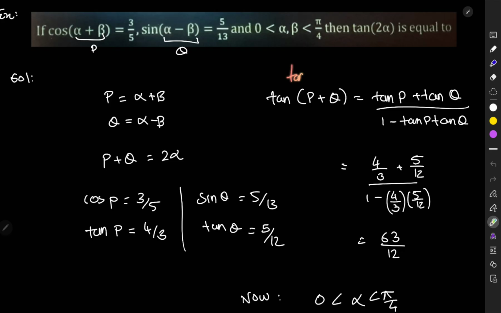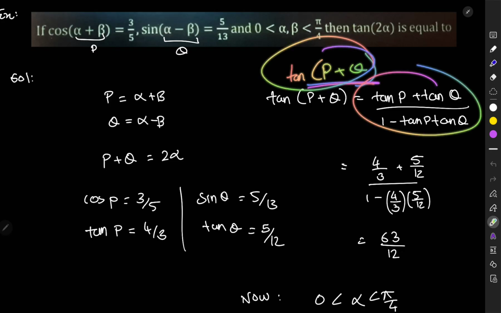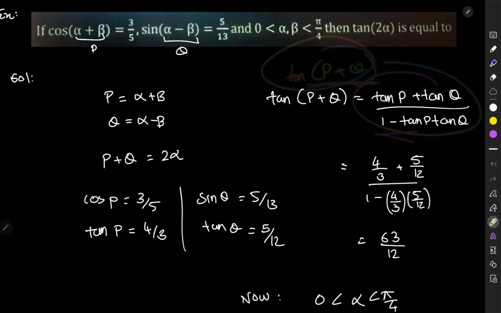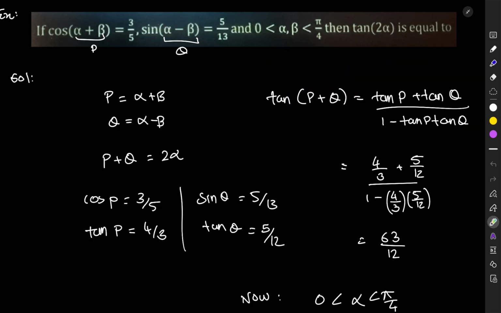So we need to find tan(p plus q), right? For tan(a plus b), we have a formula which is this. We need to find cos p and cos q. If cos is this and sin is this, using the triangle I can find tan p, and I can find tan q. Just apply this formula and you will get the answer. Fine. Now we also need to check the range.